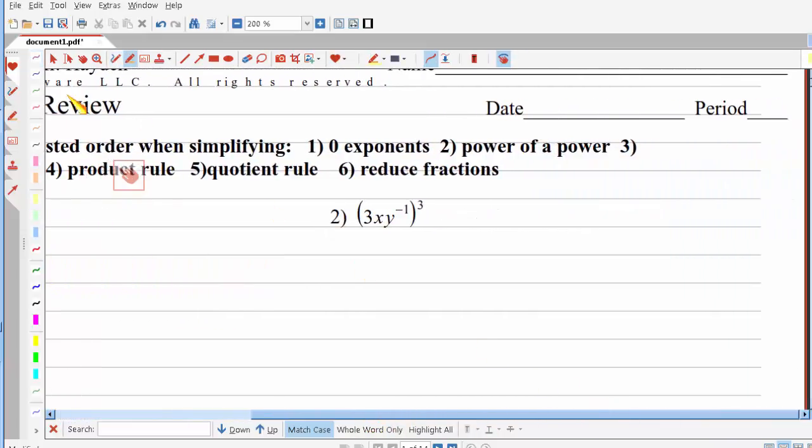All right, and number two, let's see, do I have any zero exponents? No. Do I have power of a power? Yes, I do. So power of a power means you have parentheses and you have an exponent outside the parentheses. So that's the next thing I always take care of. And essentially, you're going to distribute the exponent. So that's going to give me 3 cubed x cubed. And when you distribute, you multiply them together. Y to the negative 3.